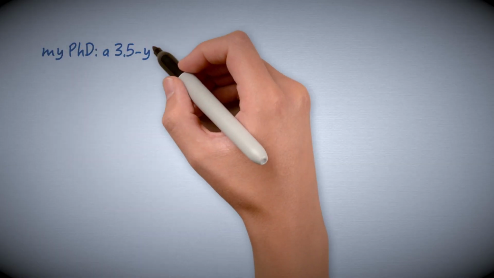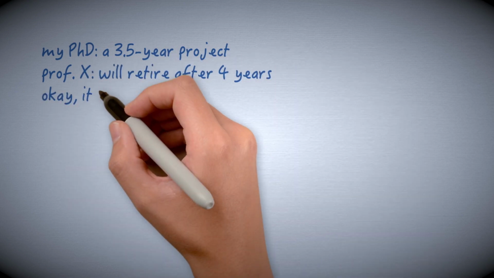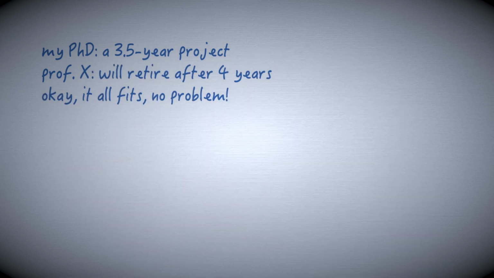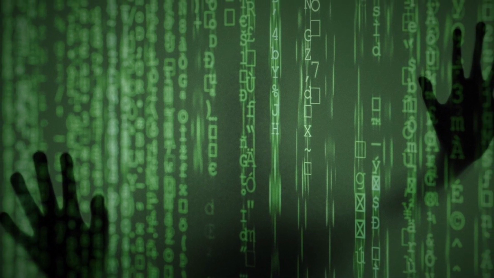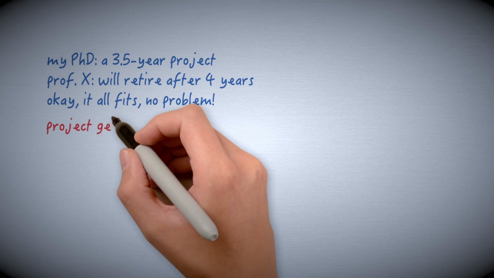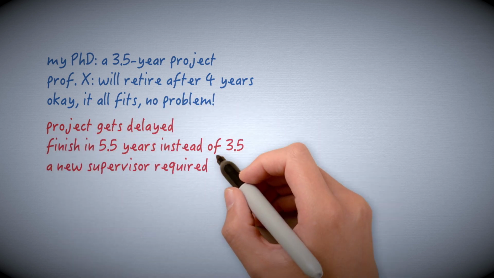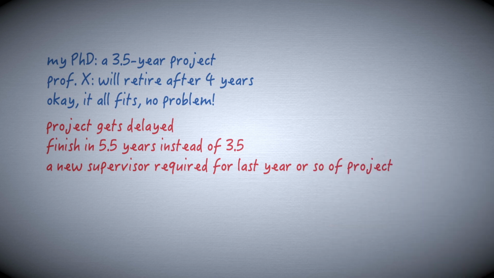Let's say, hypothetically, you know that your PhD is going to be 3.5 years, and the professor you have chosen to work with will only retire in 4 or 4.5 years, so there should be no problem, the time should fit. However, during your PhD, due to whatever reason, your project gets delayed. Maybe there's something wrong with the data analysis, or perhaps a particular data set needs to be recollected, whatever it is, but there is a delay. And because of that, ultimately, you end up finishing your PhD in 5.5 years instead of 3.5 years.